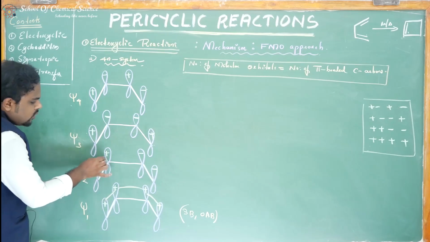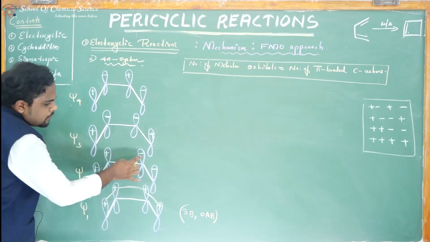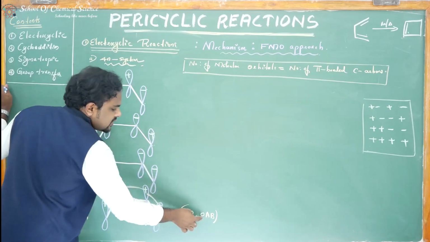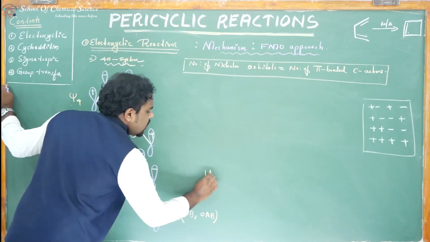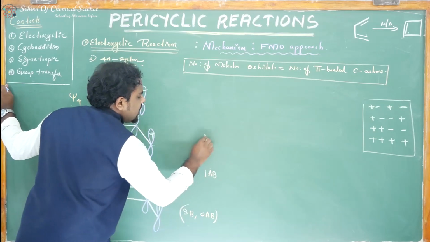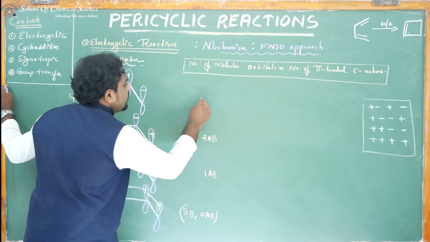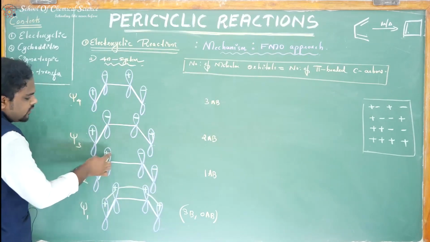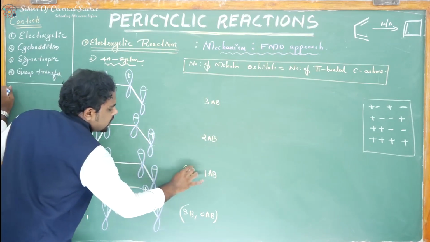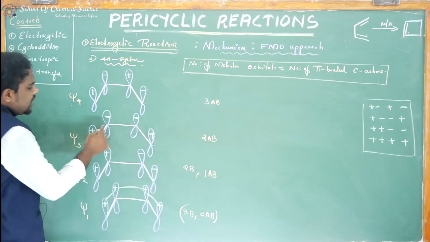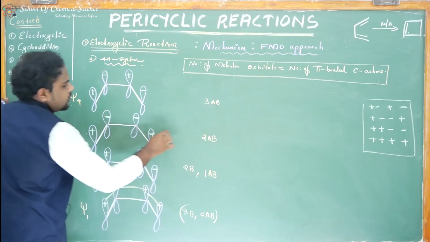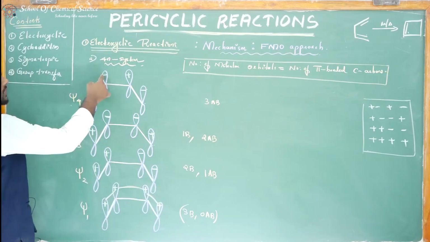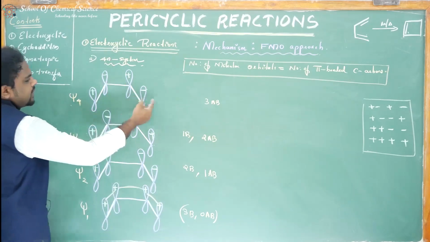What about psi 2? Plus plus bonding, minus minus bonding, plus minus anti-bonding. So here 0 anti-bonding in psi 1, in psi 2 1 anti-bonding, in psi 3 2 anti-bonding, in psi 4 3 anti-bonding. Then what about the bonding? Here 2 bonding, 1 anti-bonding. Here minus minus 1 bonding, 2 anti-bonding, each plus minus being anti-bonding.